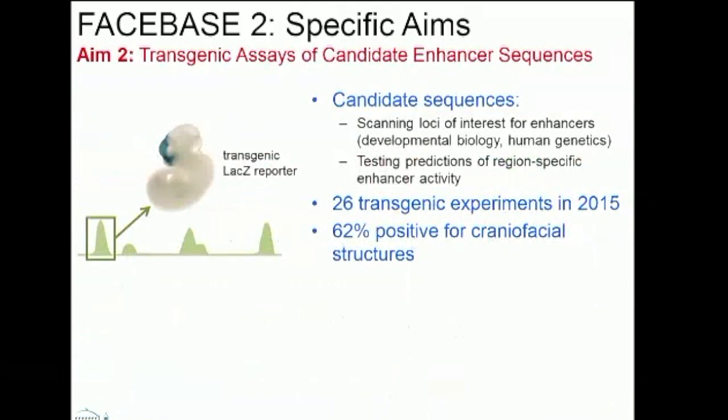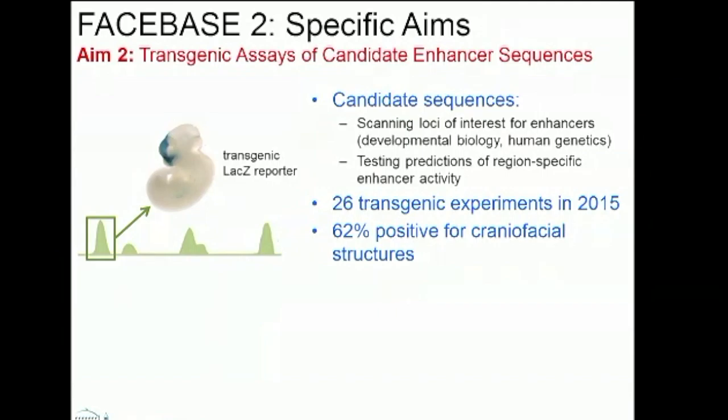The other important component of what we're doing are these transgenic assays. I explained briefly how it works. We can take these peaks and generate transgenic reporter data, and we use this really for two purposes. One is we can use this to look at specific genomic loci that we are interested in. And these are often collaborations. A typical case is someone from within FaceBase or outside collaborators come to us and say, well, we're working on this locus. We have either developmental biology data or human genetic data pointing to this region. Help us find the enhancers.